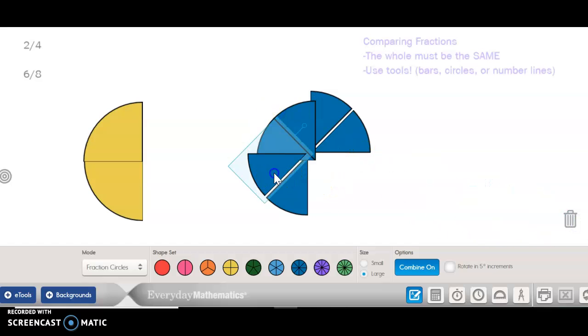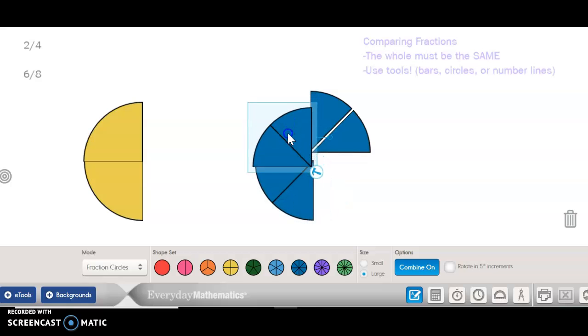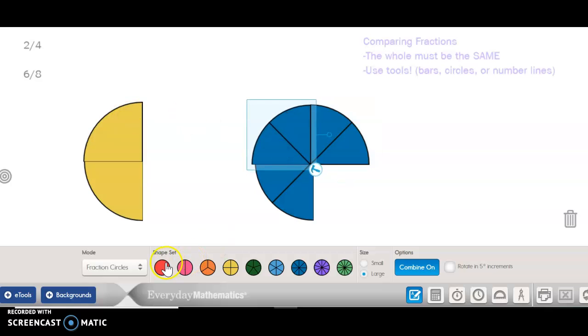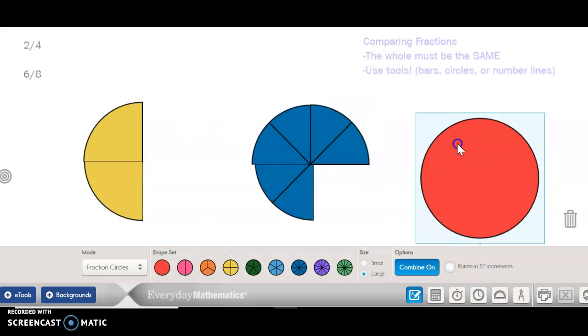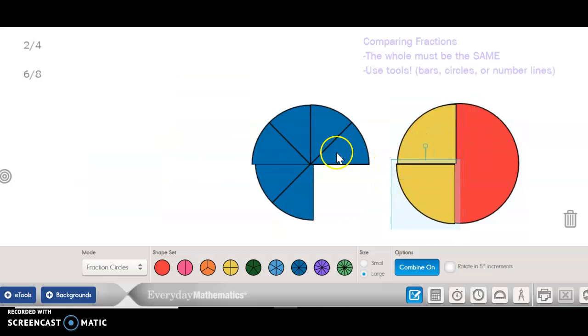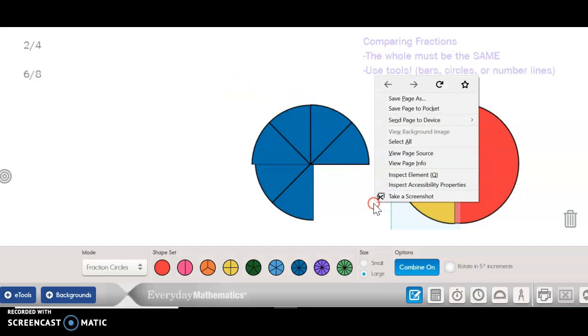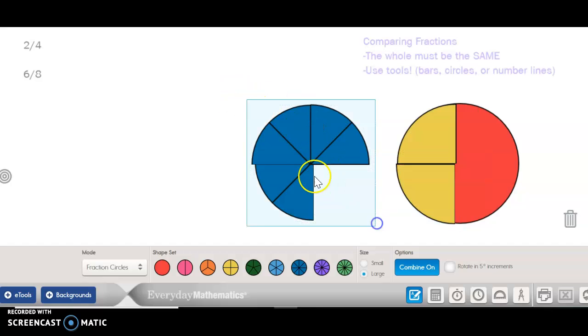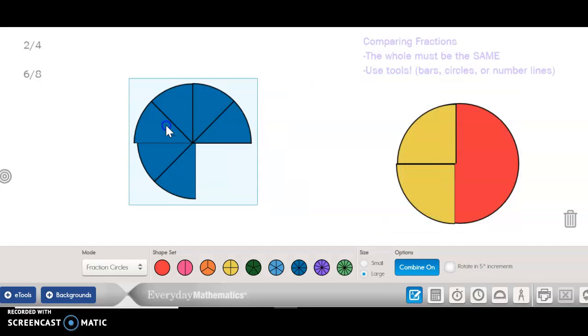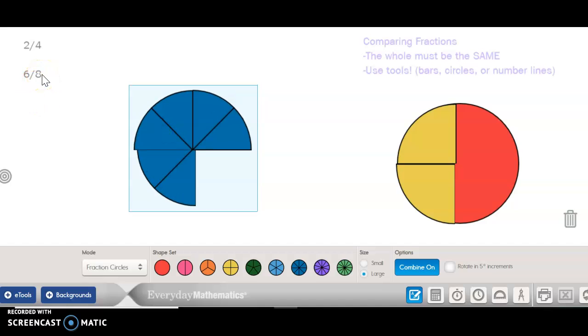So I can tell without actually even putting them next to each other that I have a larger number of blue spaces than I do the yellow, right? But if I have my red as my whole, my yellow pieces cover about half of the whole, whereas my blue pieces cover more than half of the whole. Therefore, 6/8 is larger than or greater than 2/4.